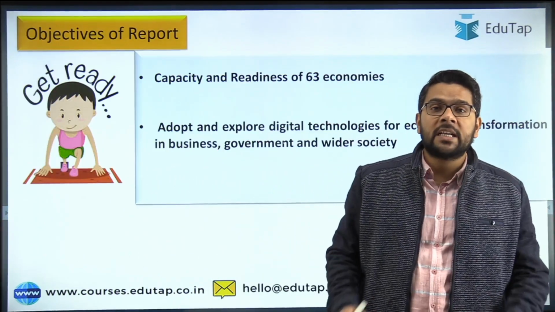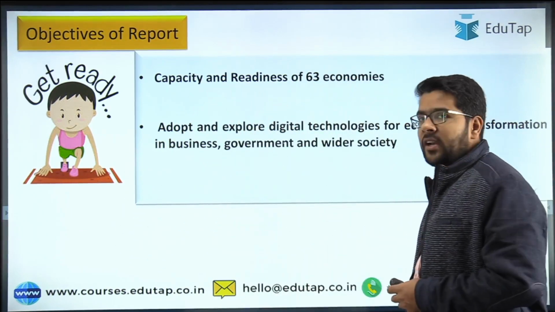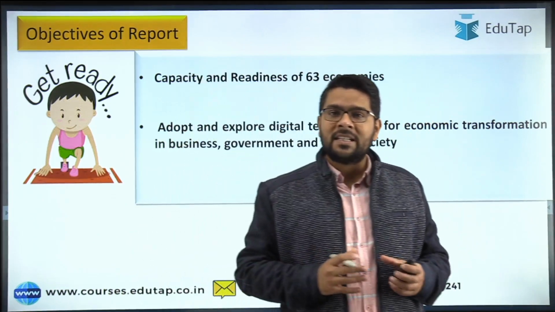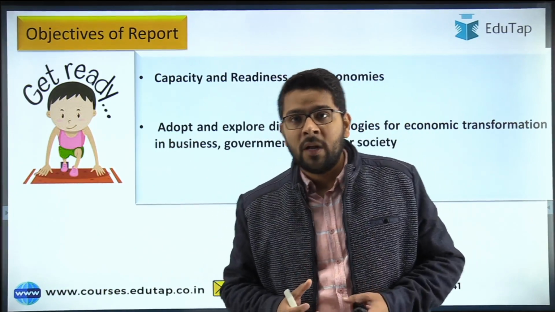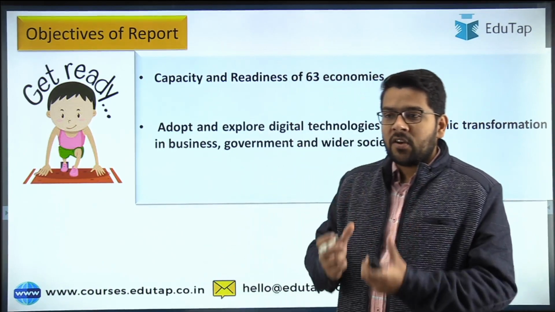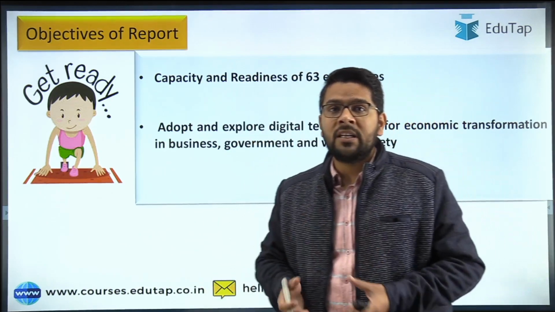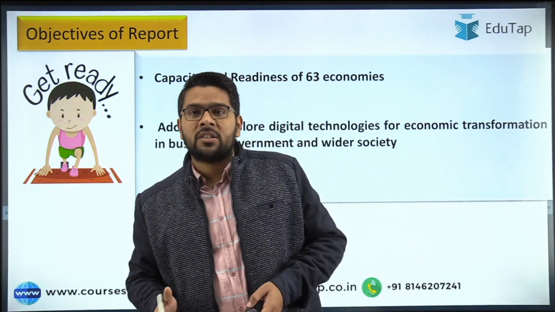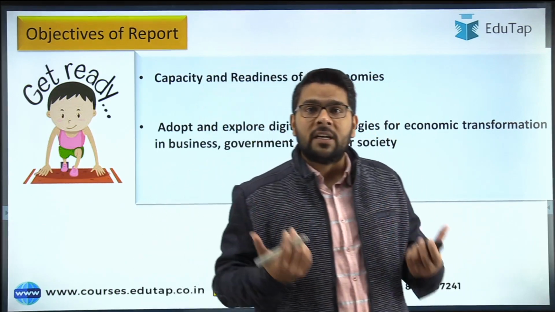Now coming to the objectives of the report. Guys, here it is mentioned: capacity and readiness of 63 economies. So the objective of this report is to measure the capacity and readiness of 63 economies across the globe. Capacity and readiness regarding what? Regarding their adaptability as well as their tendency to explore new technologies related to the digital world, and the impact of those technologies on their business environment, their government and wider society at large.